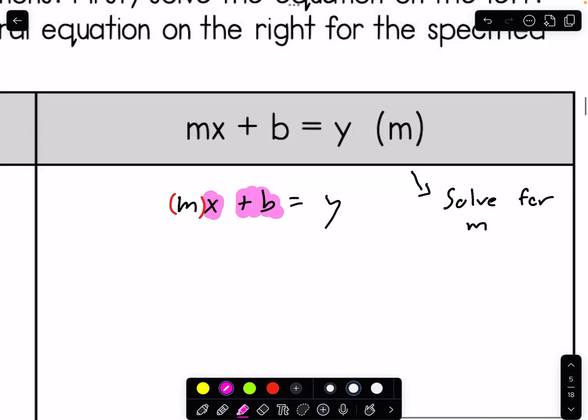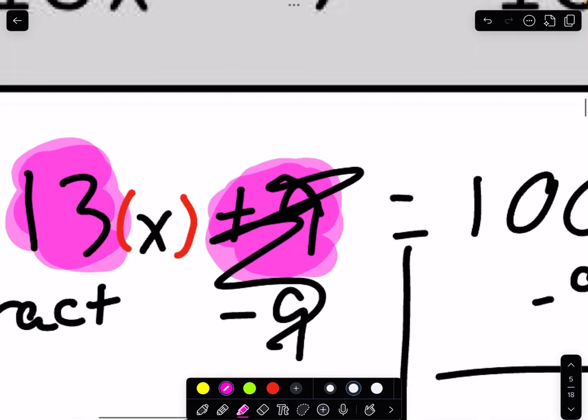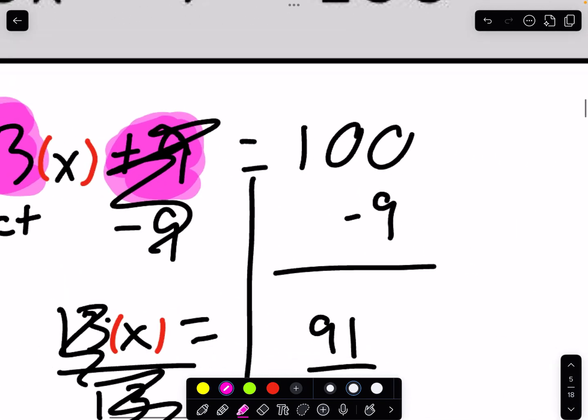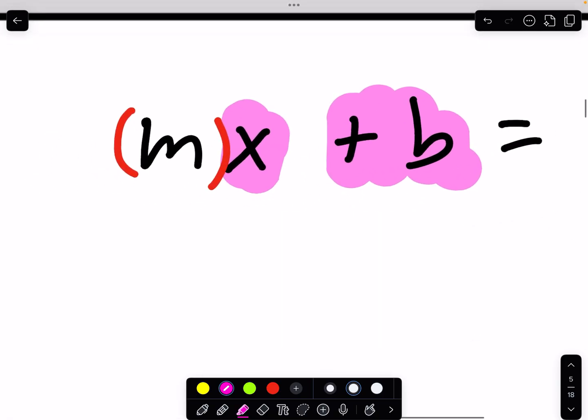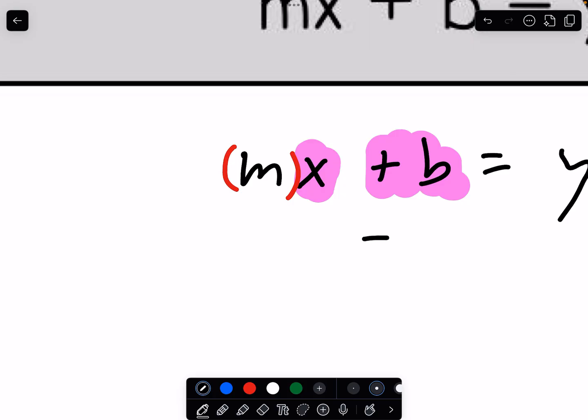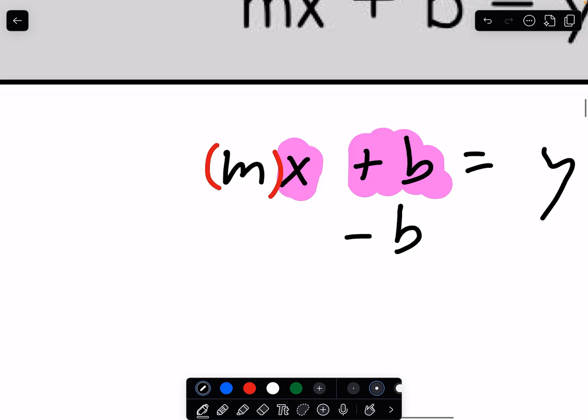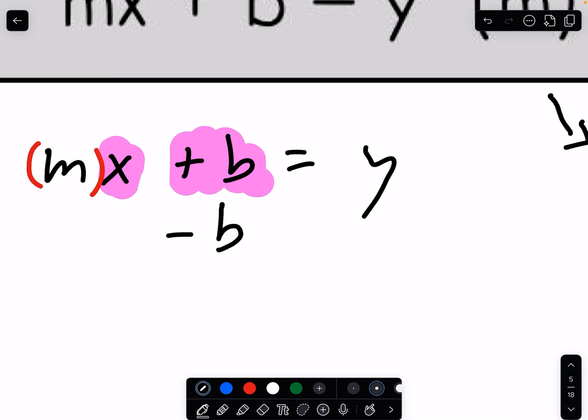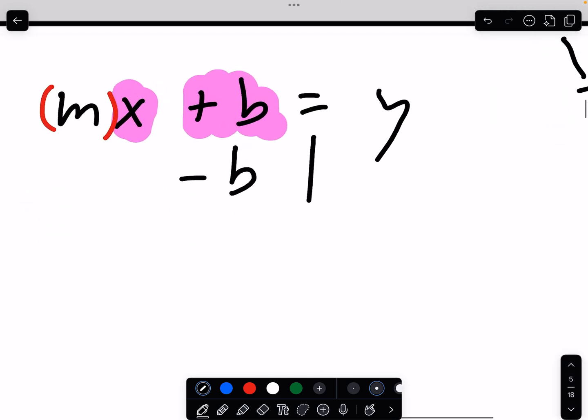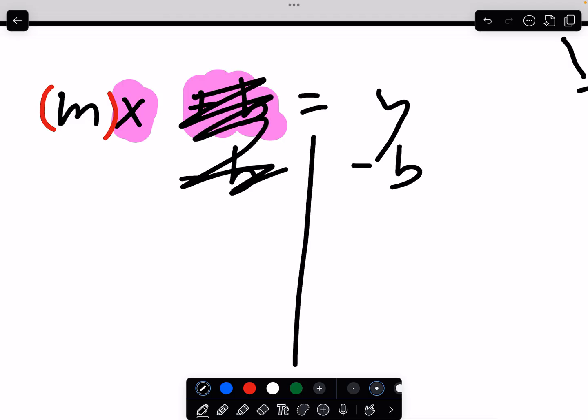My first step over here, I saw plus, so I did subtraction. Over here, I see plus b, so I'm going to do the same thing. I'm going to do minus b. That's how I'm going to get rid of a plus every single time, even if it's a letter. Now still, whatever I do to one side, I need to do to the other. So I'm going to do minus b on both sides. I can still cross stuff off. I can still bring down m and x.